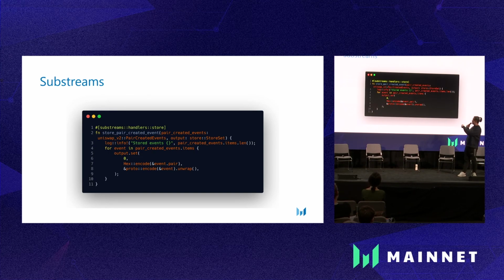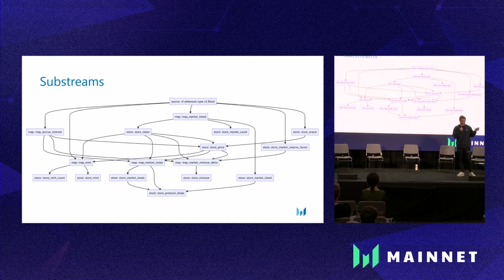So this is example code for the store. It's also very simple. All it does is take the events that are output from the map module I showed earlier and save them into memory, well, on the disk. And this is an example of the compute graph generated by the Substreams compute engine. As you can see, it's divided into many different stages. There's a dependency tree that you can look at to visualize, and it will also help you understand and debug the data pipeline much more easily.